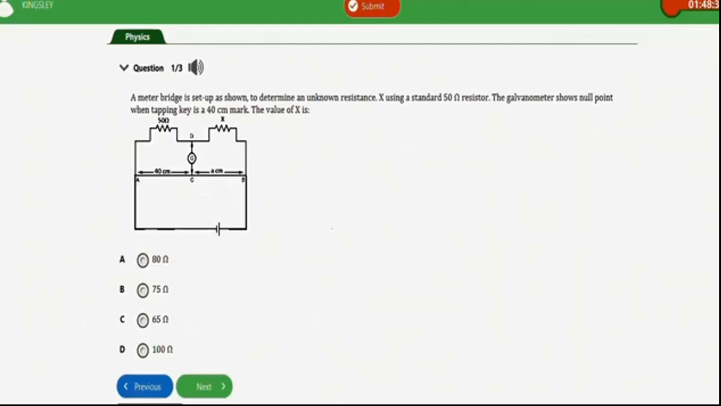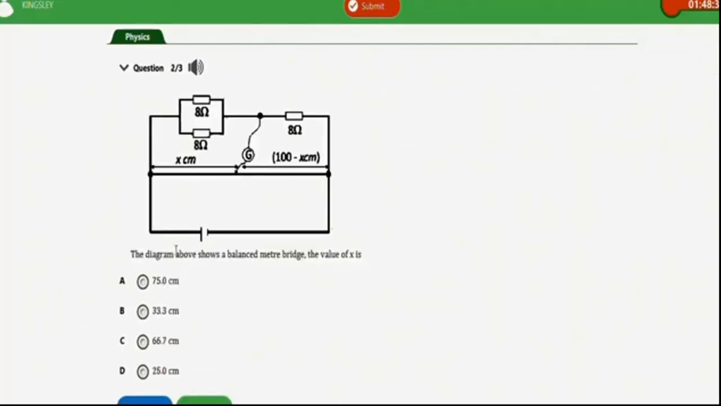Okay, so the next repeated question will be this one. It says the diagram above shows a balanced meter bridge. The value of X is what? So this time around, let me show you, we are looking for the L1. Remember, from the formula I established, R1 over L1 equals R2 over L2.